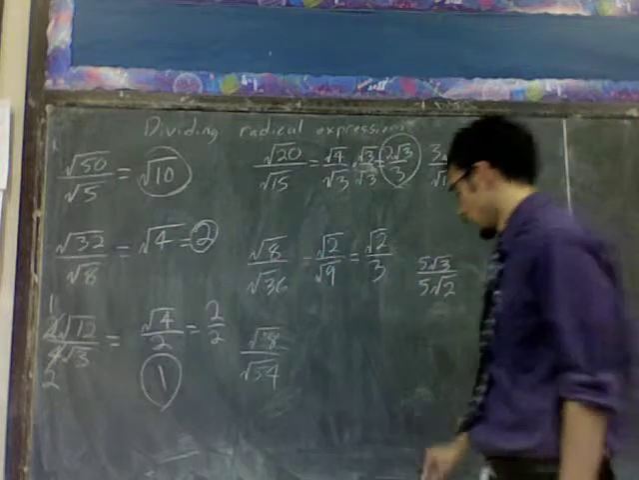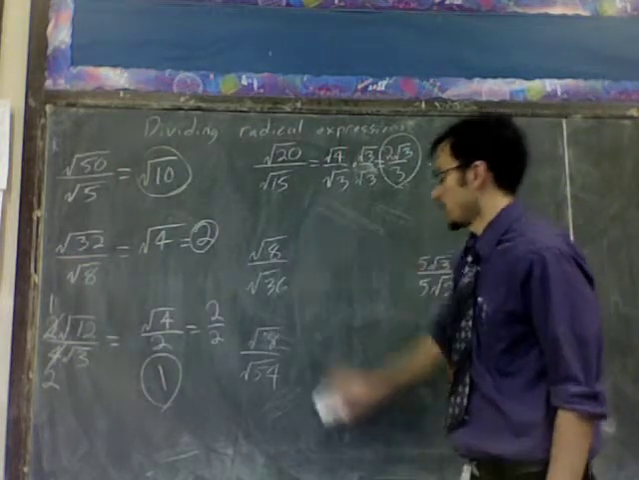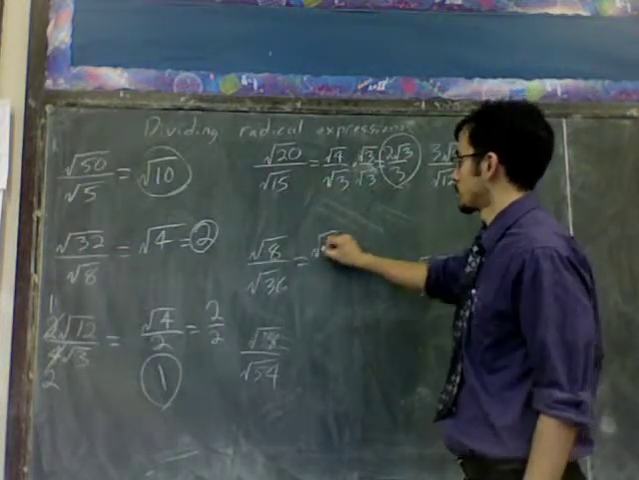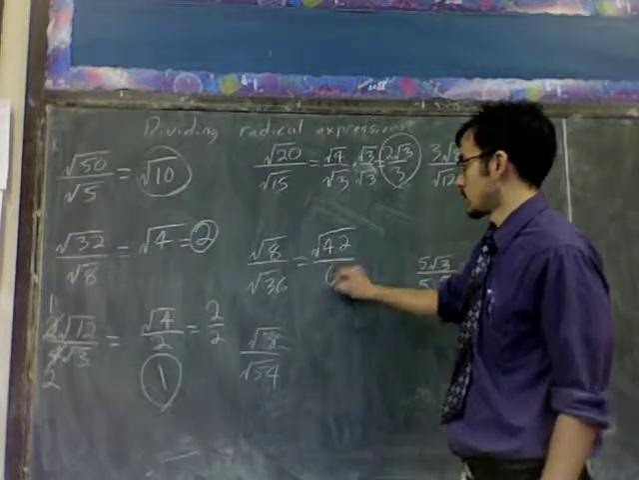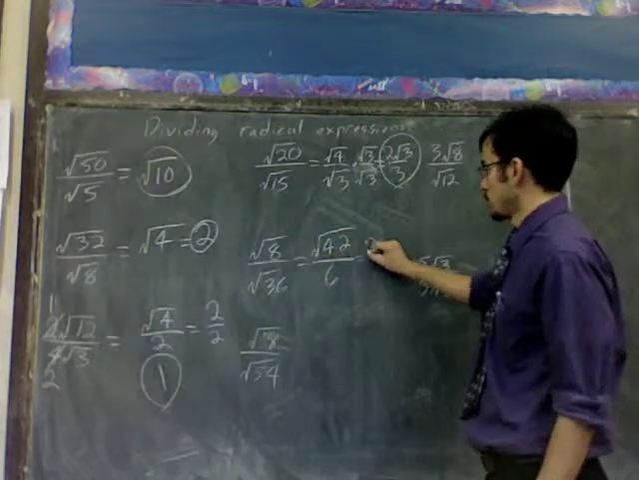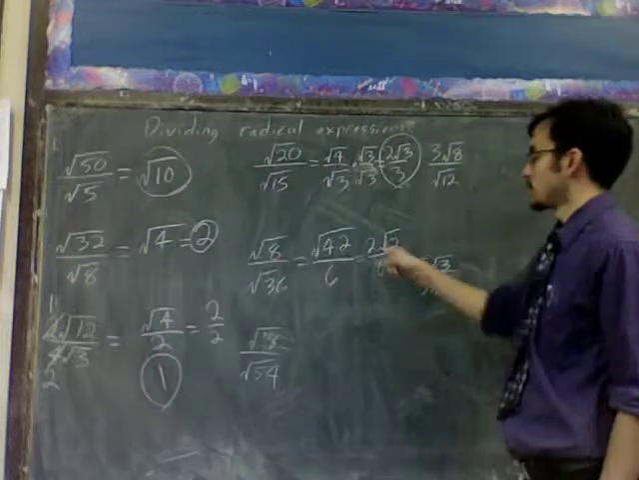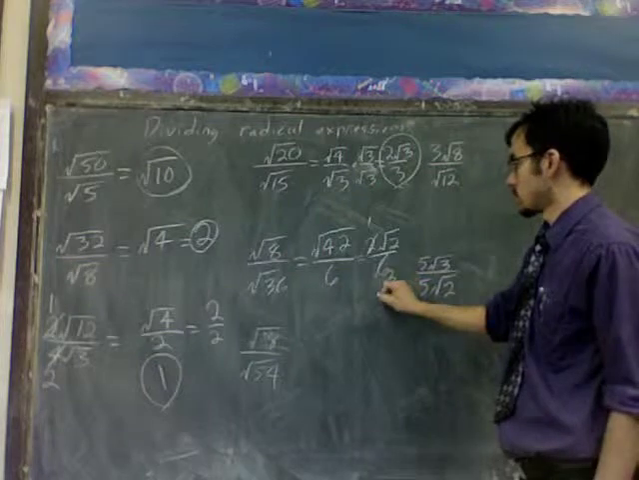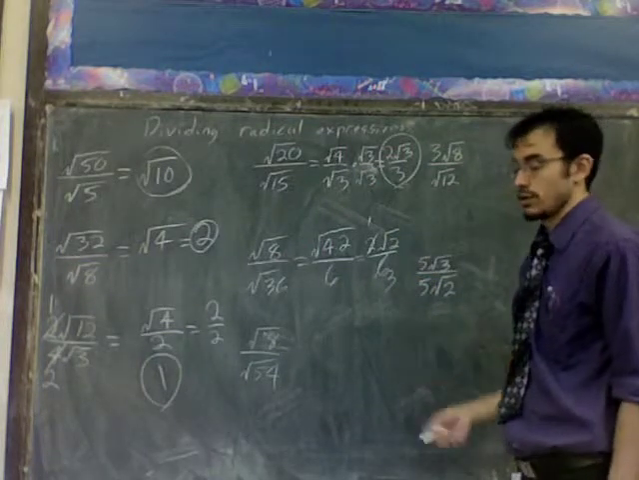Had we done it the other way, we would have seen that the square root of 8 can become the square root of 4 times 2, and that the square root of 36 is 6. When I simplify this, square root of 4 is 2, so I get 2 root 2 over 6. And hopefully at the end you see that 2 can go into both the 2 and the 6, making this a 1, making this a 3. So again, square root of 2 divided by 3. Either way, the answer is square root of 2 divided by 3.